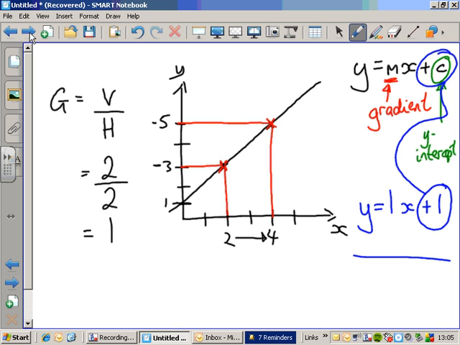So we have a final equation of y equals 1x plus 1, but of course we're a little bit more grown up than that. We know we don't need to write 1x as 1x, we can just call it x. So the equation for this line would be y equals x plus 1.